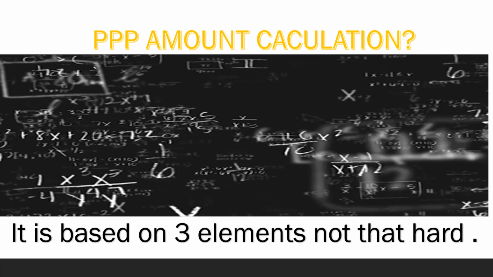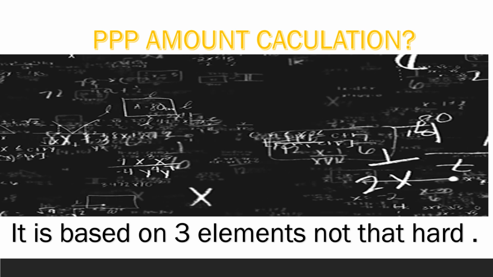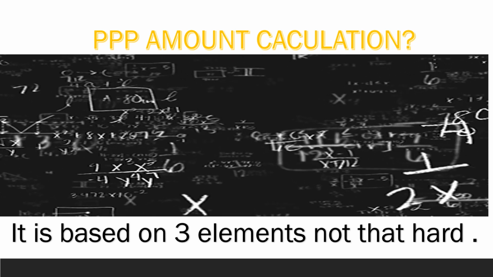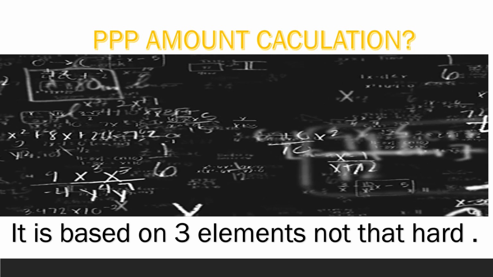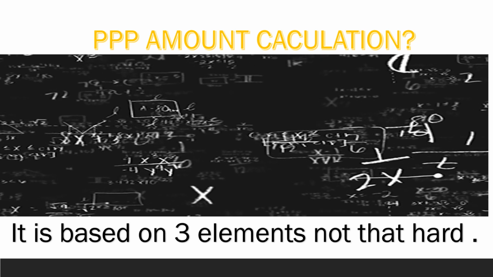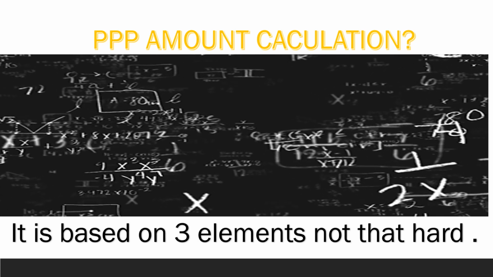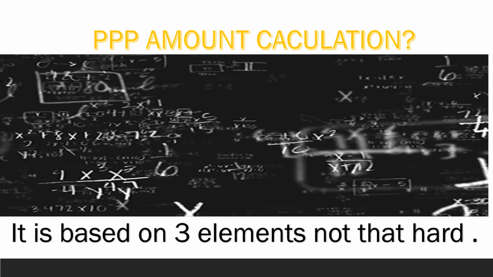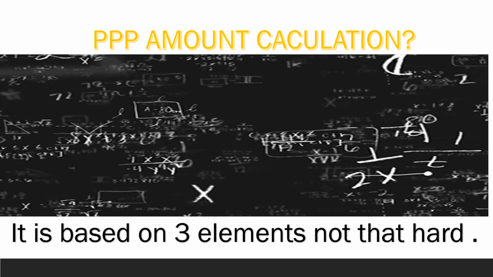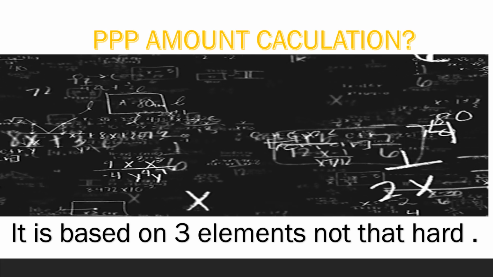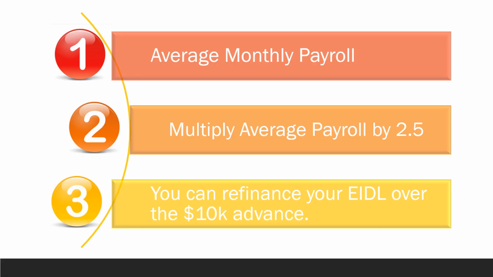Now, the PPP amount calculation is not as confusing. It is based on 3 elements that are not that hard. If you watch the video on who qualifies, we basically show you there's a great tool on the Intuit website that we believe everyone should use. But let's jump into what they're basically looking for. So, monthly average payroll. What they're going to do is ask you, what was your payroll for the past 12 months, and then divide it by 12, and that would be your average monthly payroll.